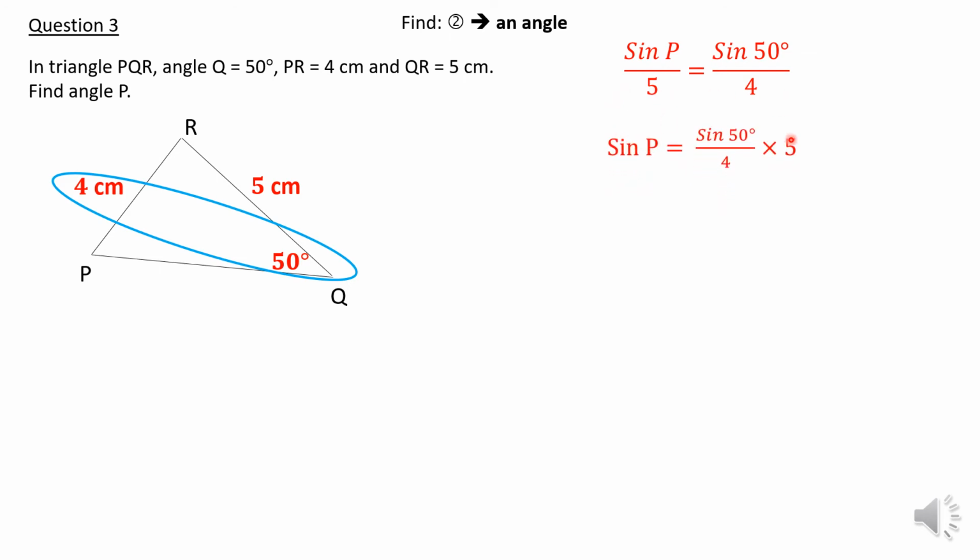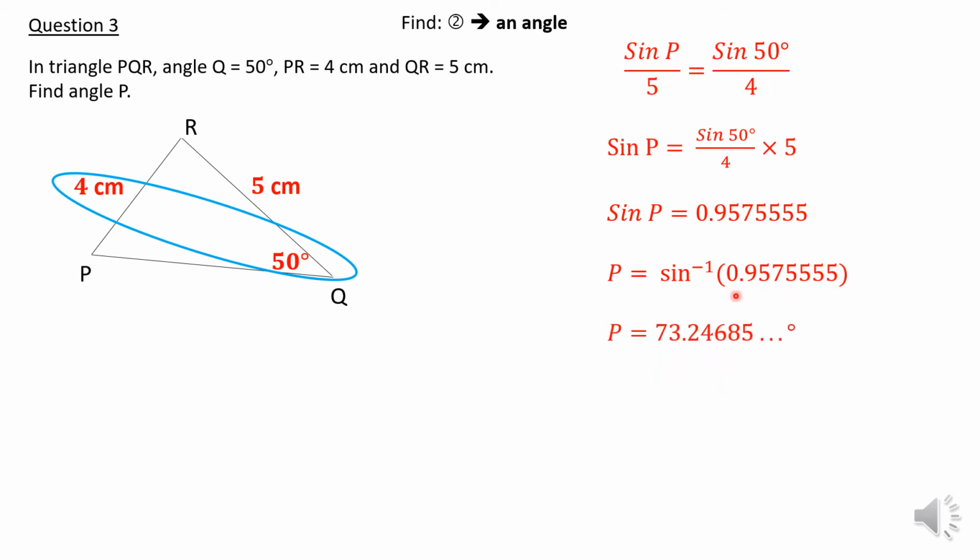Right, so that means I multiply by 5. Now I have to clean this up here, and find this particular value. When you find that value, you get a ratio of 0.957 and so on. Now, in order for you to find the angle, you take your calculator and find the inverse sine of that particular ratio. When you punch that in, you're going to end up with an angle of 73.2 degrees, correct to one decimal place. So if I bring that angle in here, this angle P is 73.2.